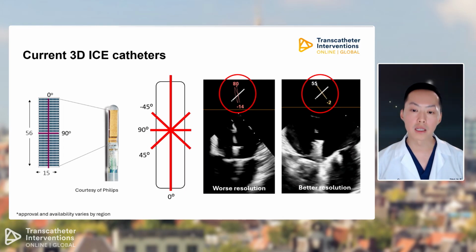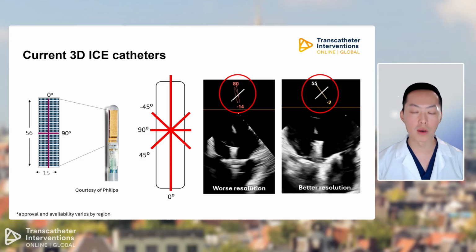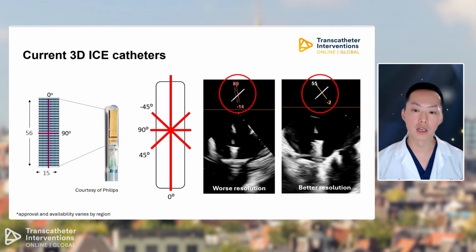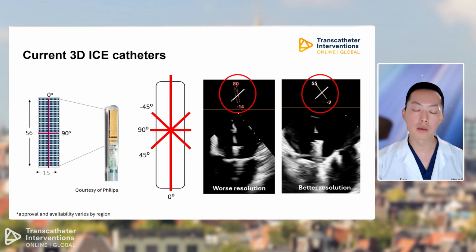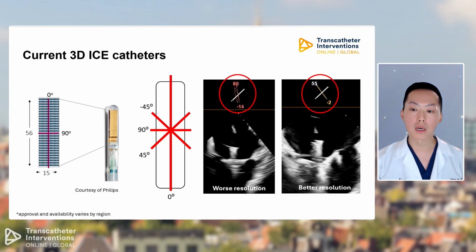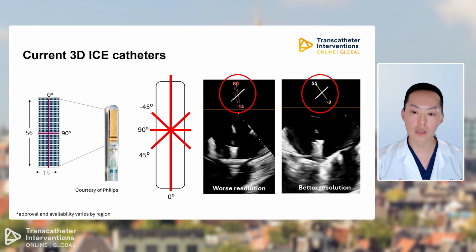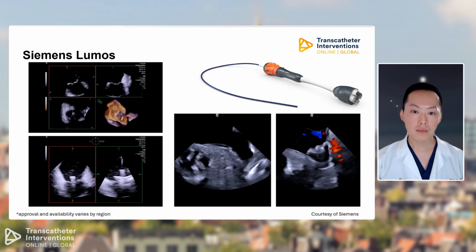So the way I like to teach people about ICE is basically get off the 90. As far away as you can get from 90 is going to give you the best image quality. And there's different ways to do this. You can do some left-right manipulation. You can do this with 3D, so it's very purposeful. But essentially right now, it does require some physical manipulation to really be getting our best views with ICE.